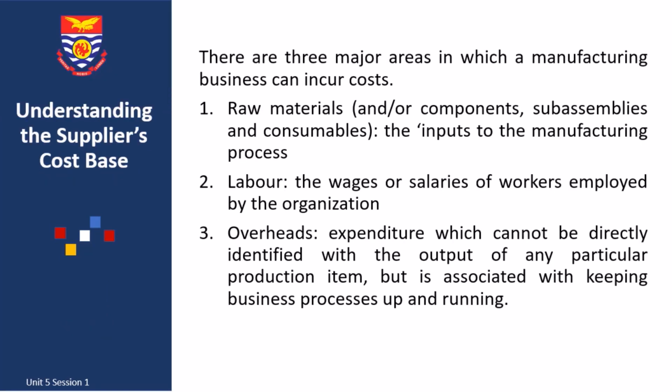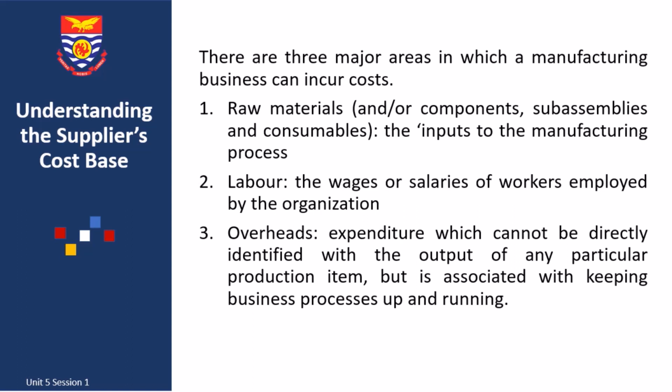Understanding the supplier's cost base. There are three major areas in which a manufacturing business can incur costs. The first area is the raw materials, which constitutes the input to the manufacturing process. We can also have other materials like the components, the sub-assemblies, and consumables. The second area is labor, that's the wages or salaries of workers employed by the organization.